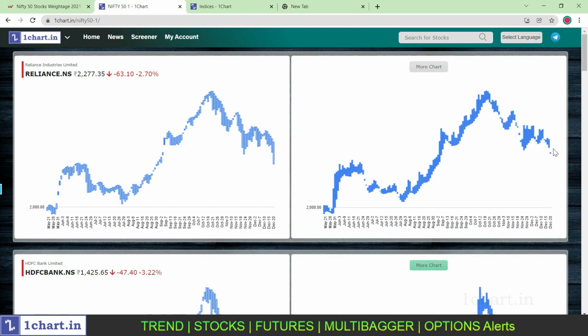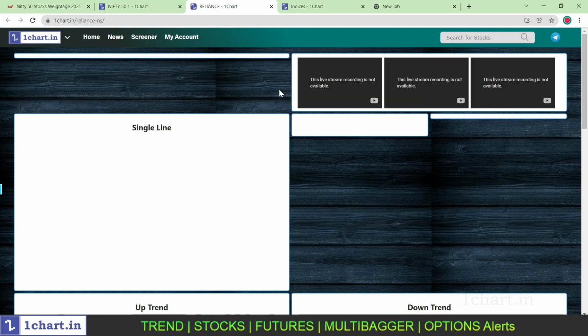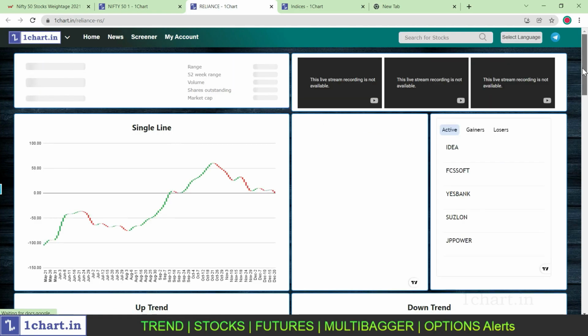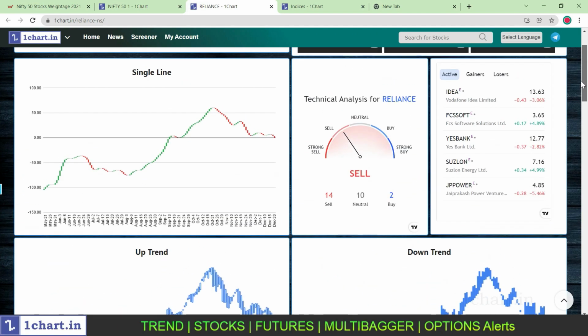Here Reliance also has a gap. So gap down. This left side is for uptrend and the right side is for downtrend. There are two charts. If you want more details, click the more chart. Here a single line means, if it is green, a buy signal, and if red, a sell signal.